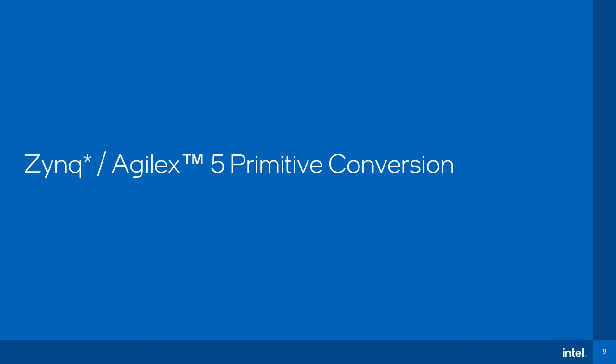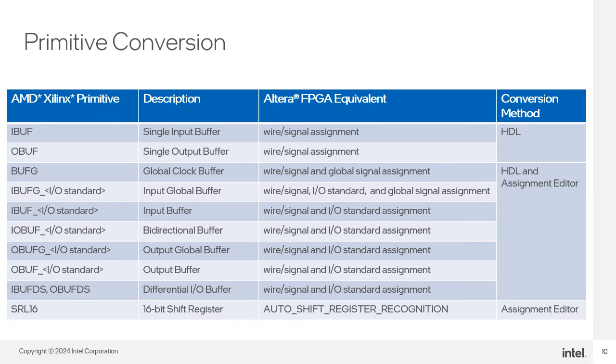Next, let's go over converting instantiated primitives. When migrating a design, you must convert common AMD Xilinx primitives to the Altera FPGA equivalents. Primitives perform dedicated functions in the device and implement standards for I/O pins in AMD Xilinx devices. You can select a particular I/O standard to use by making that assignment in both Vivado and Quartus software. You can also instantiate a primitive for the desired I/O standard in AMD Xilinx FPGAs.